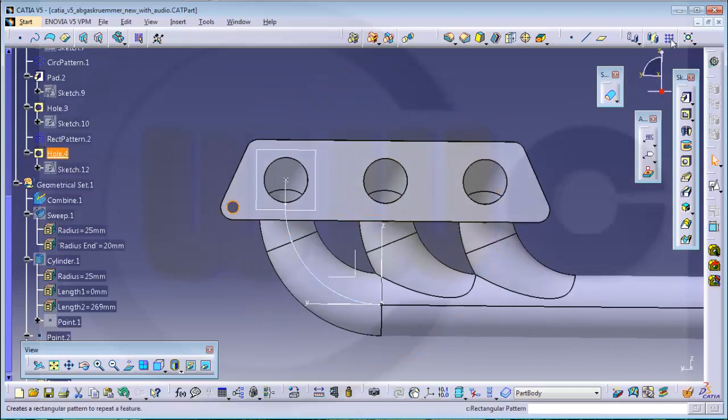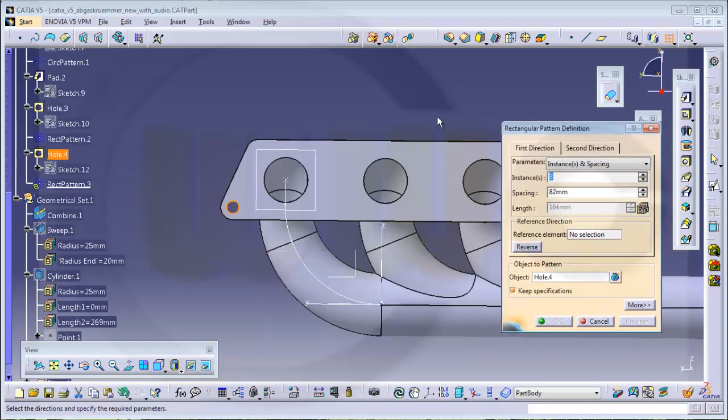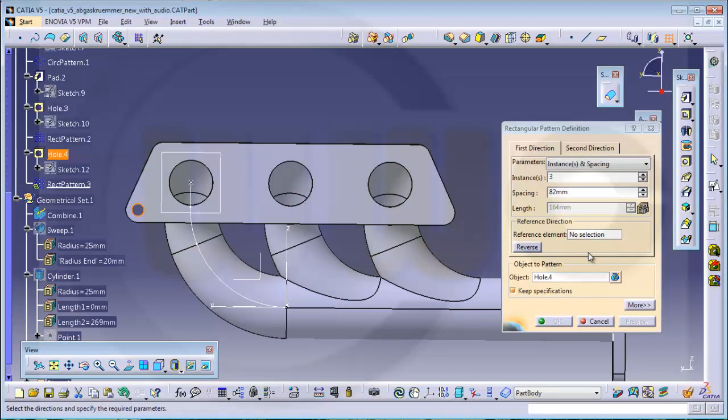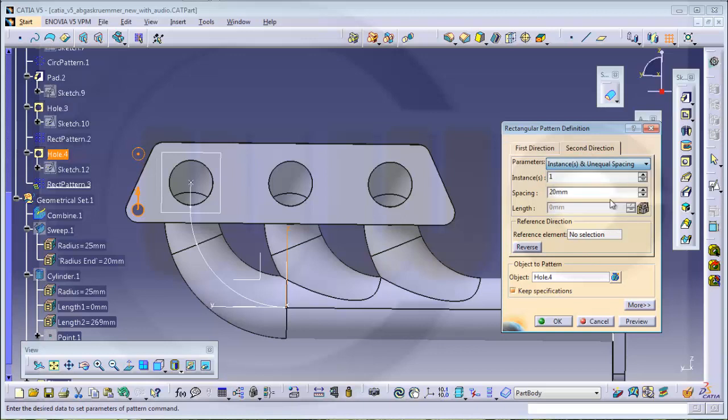Now I have to pattern this one. Let's select it, go to rectangular pattern. I need 2 directions. I will go for the first direction in Z. Distance should be, I need 2, it's 45. Yes, and I would need 1, 2, 3, 4, 5, 6 in the other direction. So I go for the second direction, and there I want to have instances and unequal spacing. I need 6 of them. That's the direction.